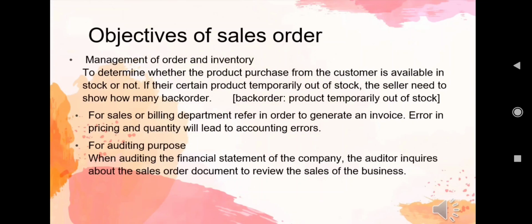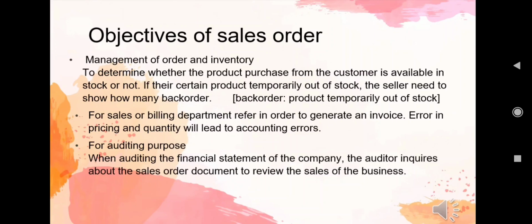Number 1, management of order and inventory. To determine whether the product purchased by the customer is still available in store or not, they need to check the order and the inventory. If a certain product is temporarily out of stock, the seller needs to show how many back orders are in the sales order. Back order means that the product is temporarily out of stock.